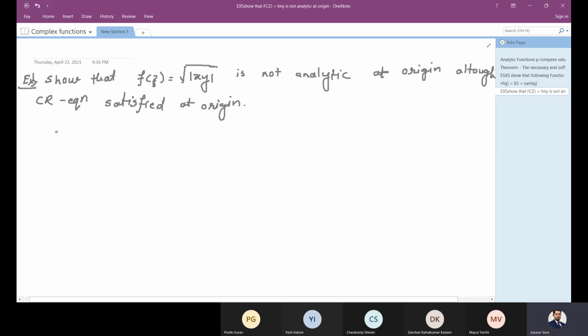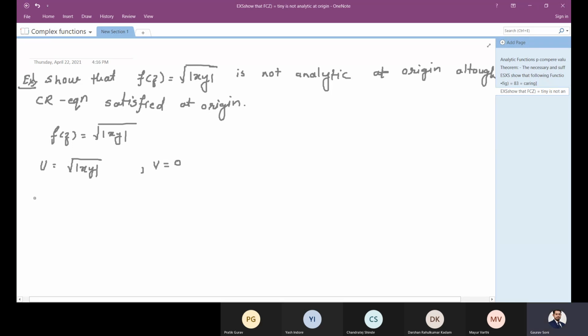So what is f of z? f of z is equal to under root mod of xy. Look at this, this is just the real part. There is no imaginary part to this. So u is equal to under root mod of xy and v is equal to 0.